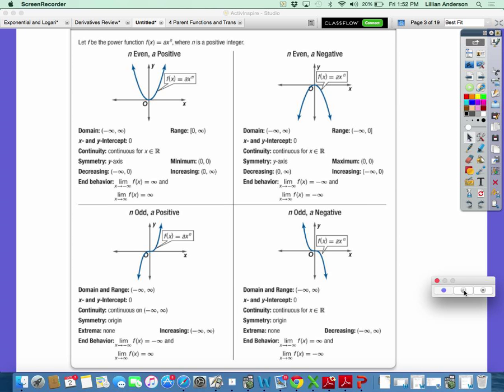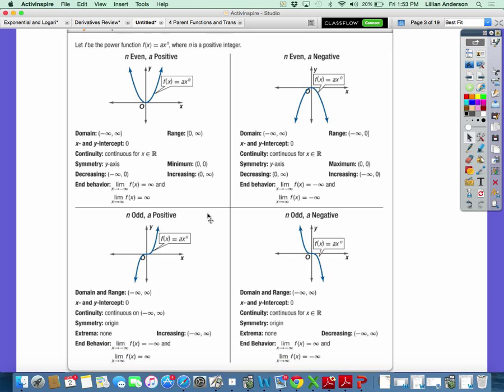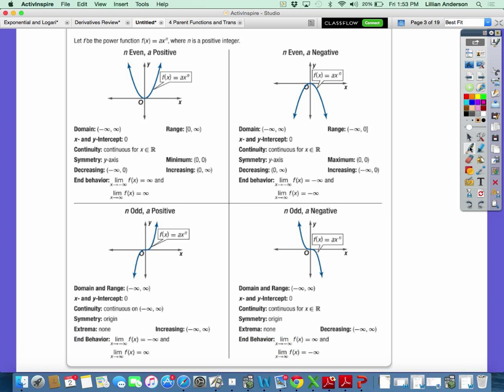So if a was positive, that's like 4x to the third power, and that would follow this type of pattern if it was 4x to the third. And if it was 3x to the third, then it would look like this one. 3x to the third would still look like this, because a is still positive. Oh, it has to be a negative number. Sorry. So 4x to the third would look like this, but negative 4x to the third would look like this.